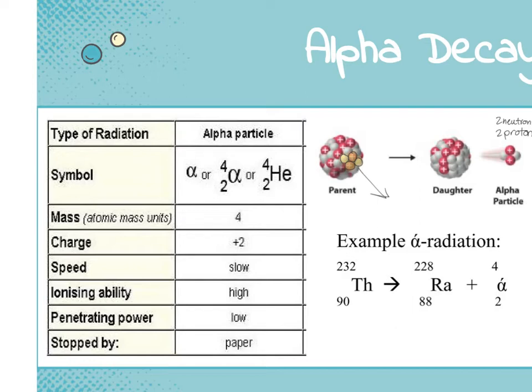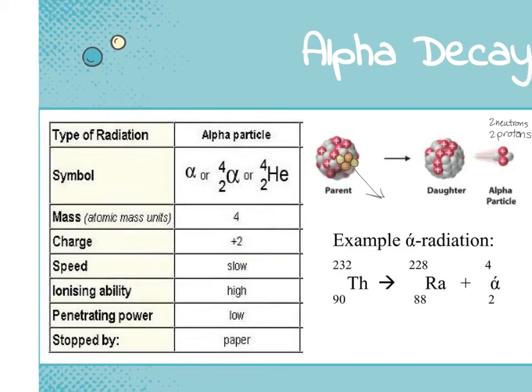So it has 2 protons. That bottom number is going to be +2. So then if we keep going down, we see mass of 4, charge of +2. It's going to be the slowest one of these particles that is released from a nucleus, but it has a high ionizing ability. Thankfully, it has a very low penetrating power, and it can even just be stopped by paper. So if you have a paper shield, you won't get hit by any alpha particles.